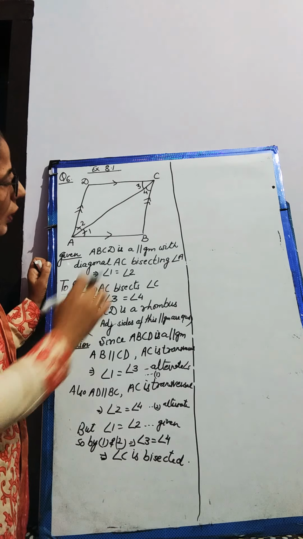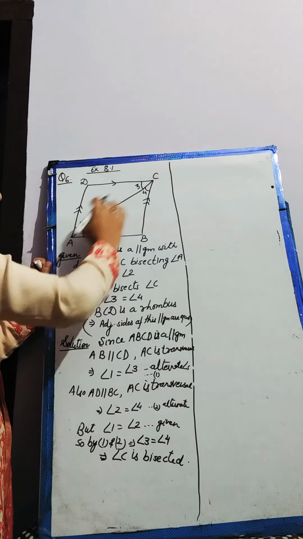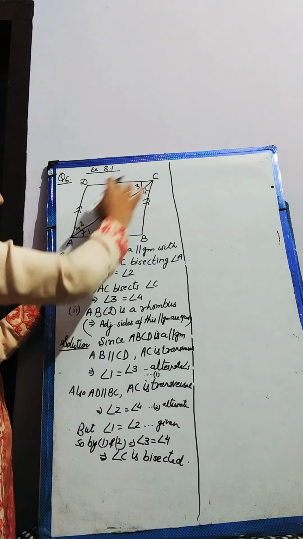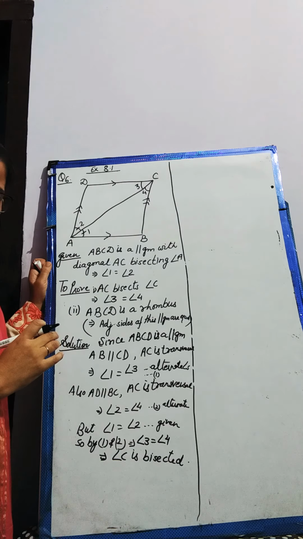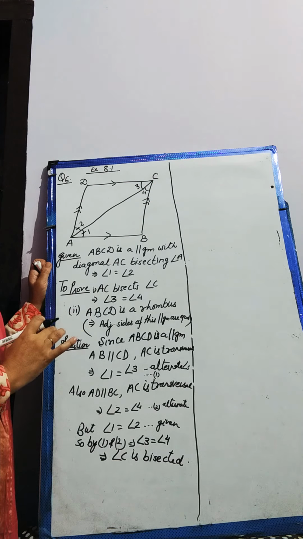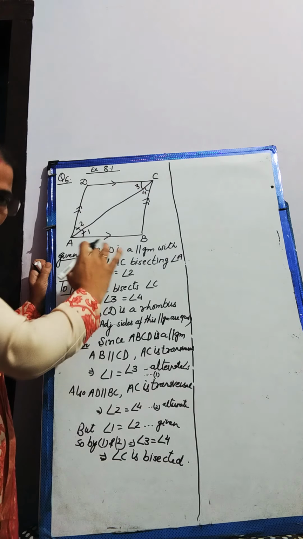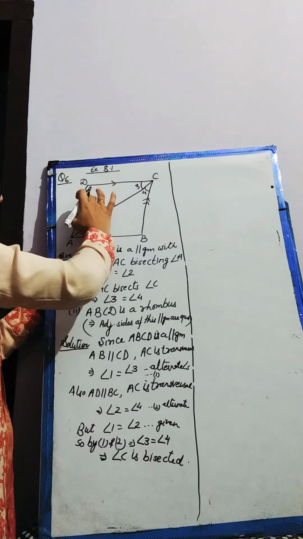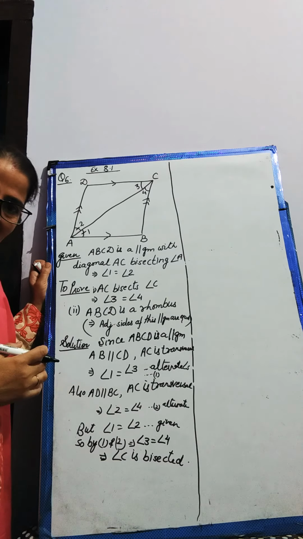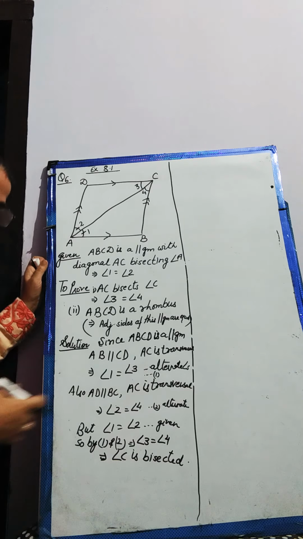Now I have to prove that it is a rhombus. See, angle 2 is equal to angle 4, but angle 4 is equal to angle 3, right? So angles 2 and 3 are mutually equal. In triangle ACD, angles 2 and 3 are equal. What does it infer? Sides opposite to equal angles are equal. So side AD will be equal to side CD. Two adjacent sides are equal, so it's a rhombus. So let us continue.